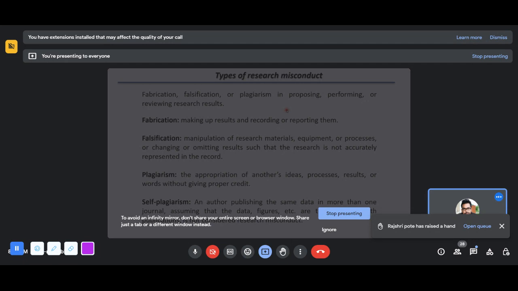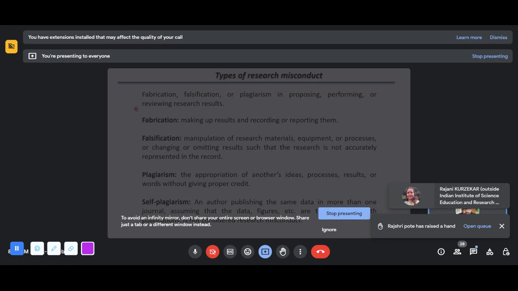So making up means phantom data. No such data actually exists, but you randomly, on your own, from your figment of imagination, have made that data without any solid support of experiment, and you are reporting that. So that is called the fabrication of data. Data fabrication we have seen quite often in this research area.